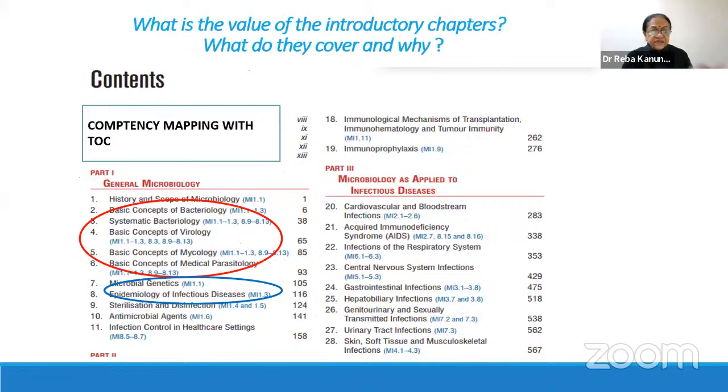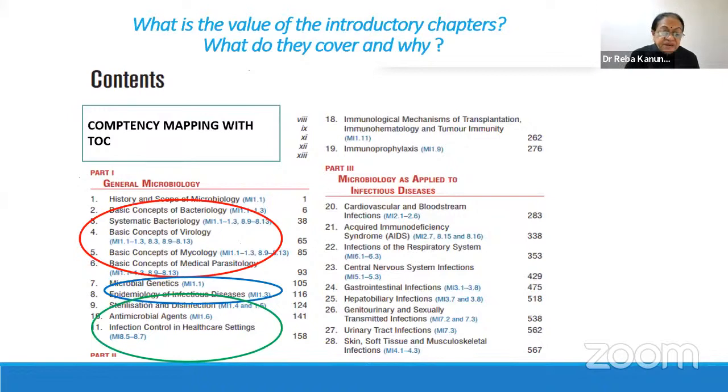Now, as we know, as science progresses, many of these epidemiological factors are based on tracing of organisms, and that is where sequencing and microbial genetics come in. Therefore, they need to have very basic information on genetics, and then move on to the epidemiology of infectious diseases. After that, we have taken these three topics together: sterilization, disinfection, antimicrobial agents, and infection control in healthcare settings.